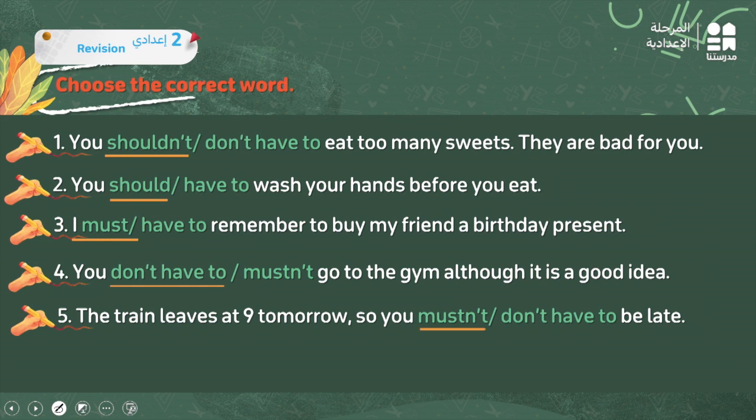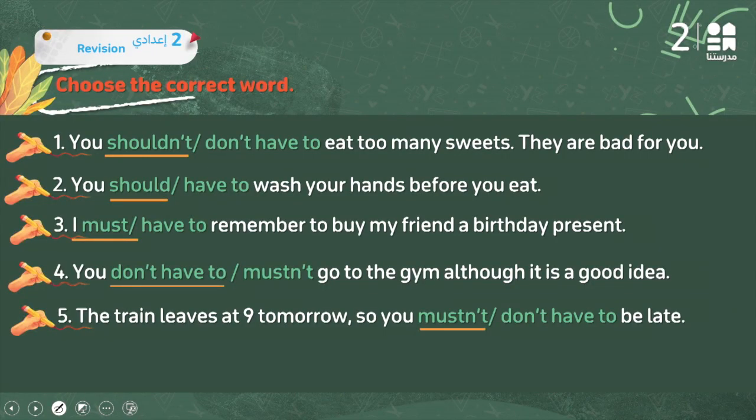Okay, here, you mustn't be late. ما ينفعش. Because if you are late, the train will leave. Okay? So you must catch it at 9 or else you will not catch it. يعني إيه الهارم أو إيه الأذى اللي هيقع عليا إن أنا هفوت الرحلة أو هفوت القطر. Okay? That's why I chose mustn't.